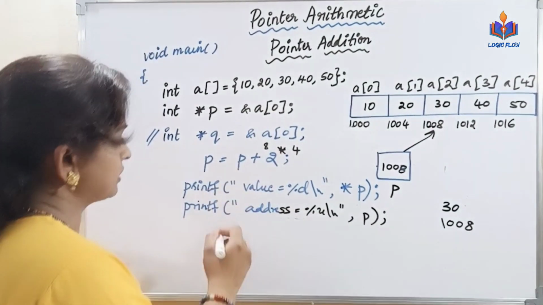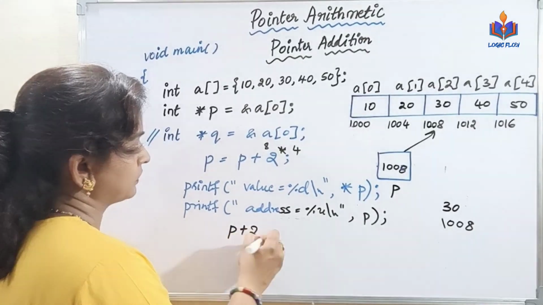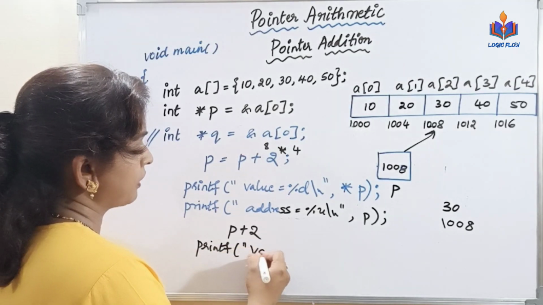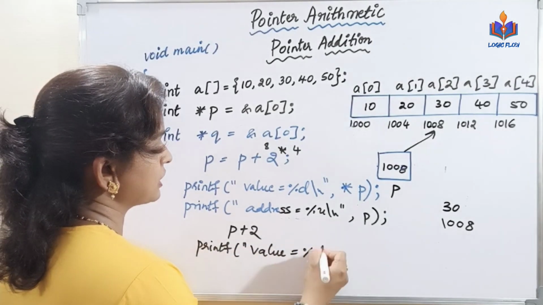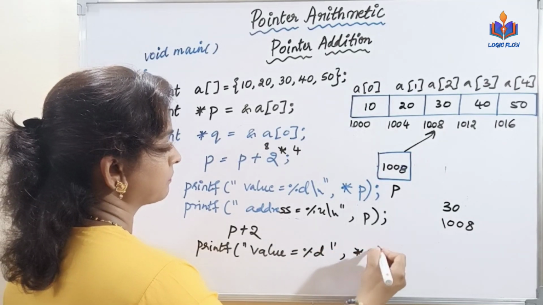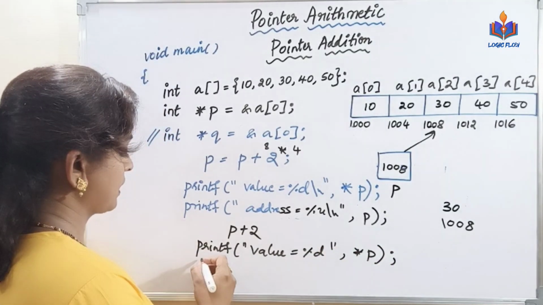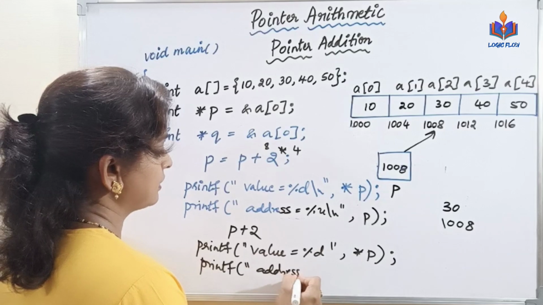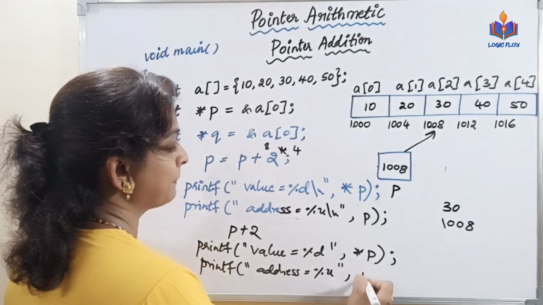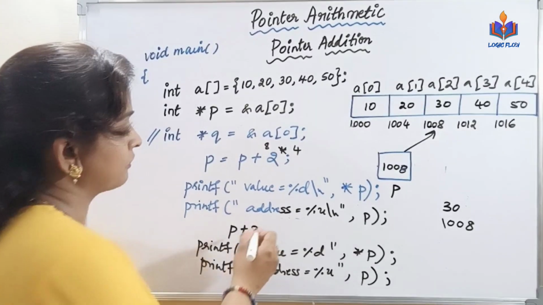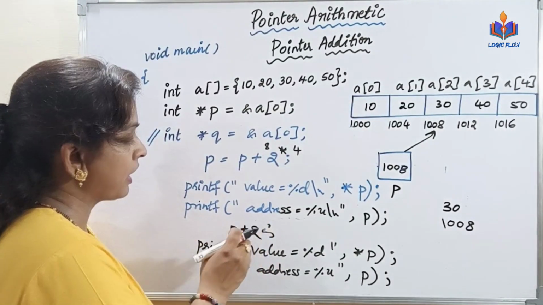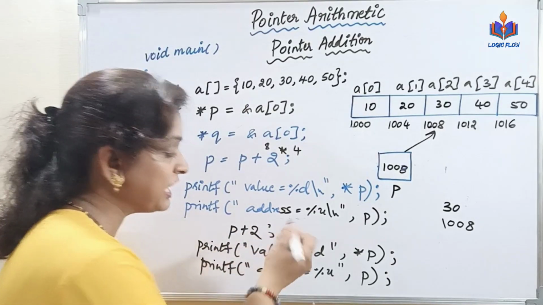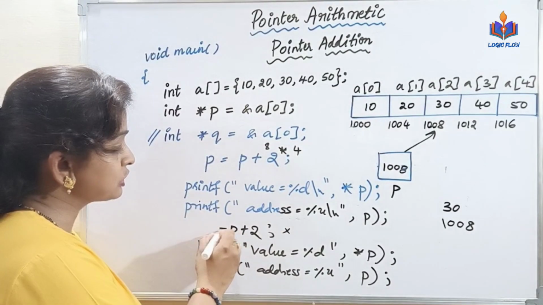Now let me say after this, once again I'll say p plus 2. Then I'll say printf value equal to %d, then I say asterisk p. Then I say printf address equal to %u, print p. So what happens here when I say p plus 2? Here I have not assigned this p plus 2 to any pointer. So here you don't have any meaning for this. You need to assign this to the pointer.